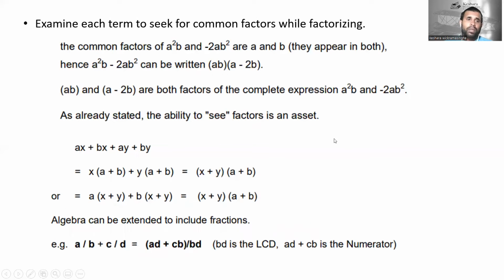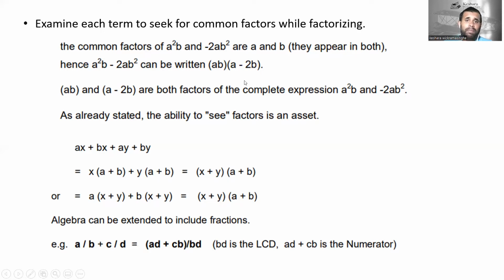All right. Okay, so now let's examine each term to seek common factors while factorizing. The common factors of a squared b and minus 2ab squared are a and b. They appear in both. Hence, a squared b minus 2ab squared can be written as, we can take out a and b.